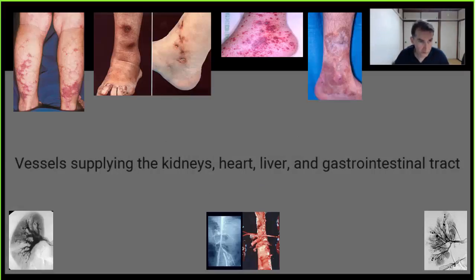And the answer to that is the vessels supplying the kidneys, heart, liver, and gastrointestinal tract are those that are most involved. Next question is, what laboratory test can help establish the diagnosis?